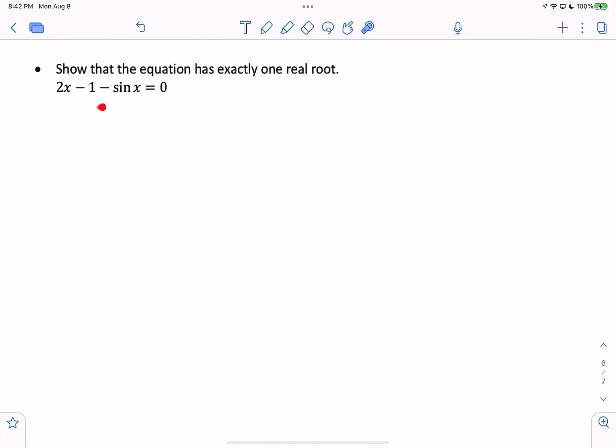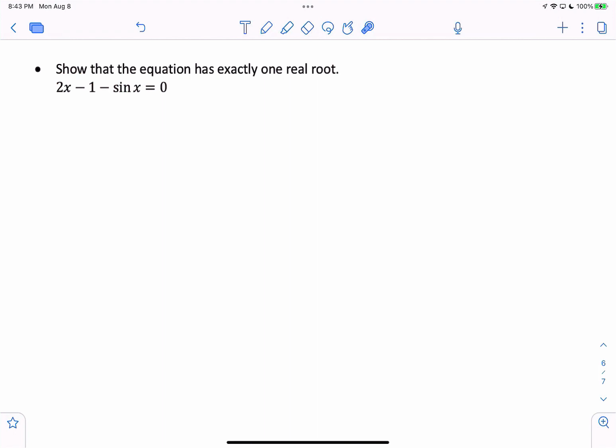And the next one is going to be pretty theoretical as well. We're given an equation, 2x minus 1 minus the sine of x is equal to 0. And we're asked to show that the equation has exactly one real root. And we aren't going to show it by solving it. We have a linear with a trig, it's a pain to solve. In fact, I'm not even sure that we can get an exact value out of this thing, but we're not asked for that.